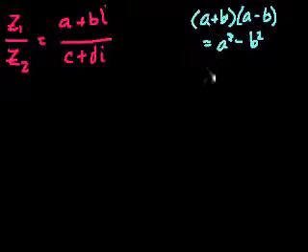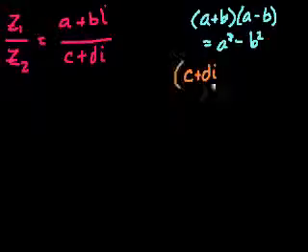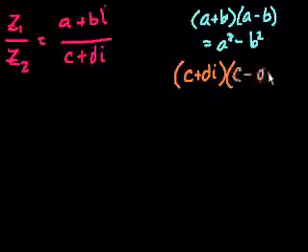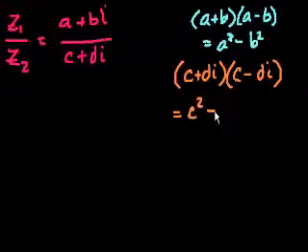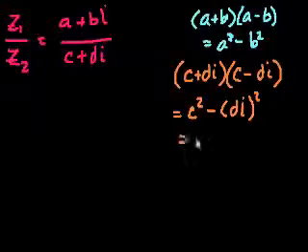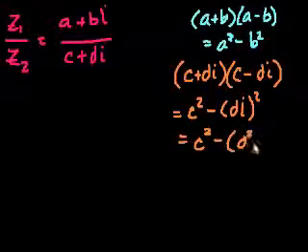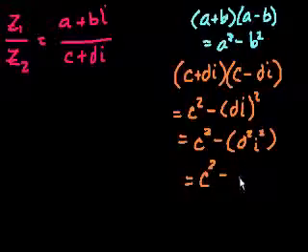So given that, what happens if we do something very similar with a complex number? If we say c plus di times c minus di. Well, in this case, a is c and b is di, right? So this is just going to be equal to c squared minus (di) squared, and that equals c squared minus d squared i squared, and i squared is -1, so this is multiplied by -1, it cancels out this negative, and you get c squared plus d squared.